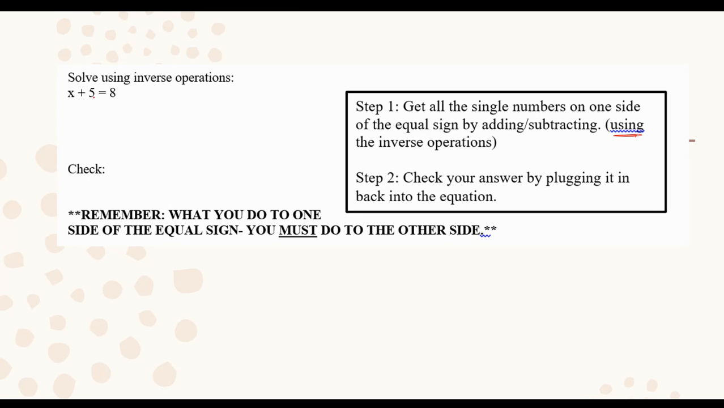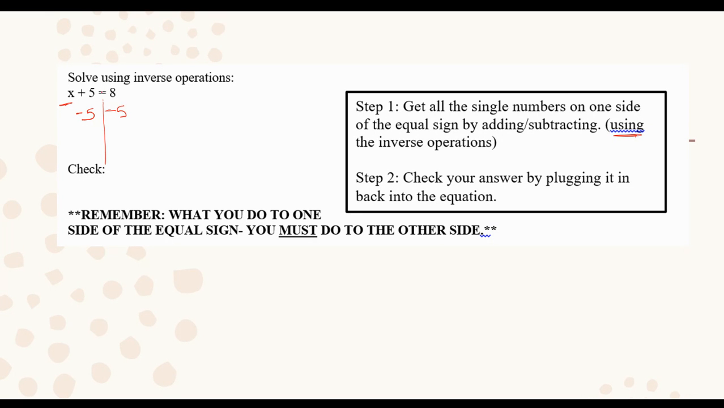So x plus 5 equals 8. Here's my x. I want to get the x by itself. So in order to do that, I need to move this plus 5. Well, the opposite of a positive 5 is a minus 5. So I need to subtract 5. Now, the thing to remember is that whatever I do to one side of this equal sign, I have to do to the other side. It's one of the math rules.